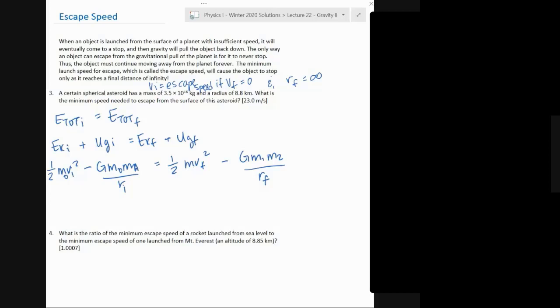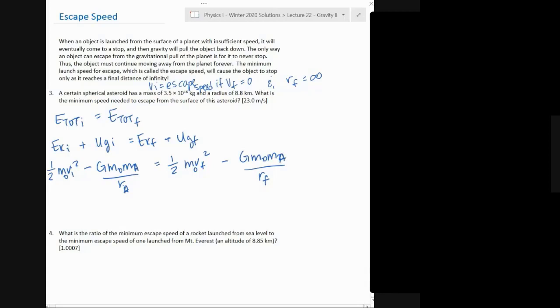And then there's our initial. What is the R initial referring to? Because initially, the object is on the asteroid. 8.8 kilometers. Yeah, good. It's the radius of the asteroid. So I'm just going to call this the radius of the asteroid here. Okay, equals 1/2 mv squared. We're still talking about the object here, so this is mass of the object. And then finally, we still have the mass of the object, mass of the asteroid.